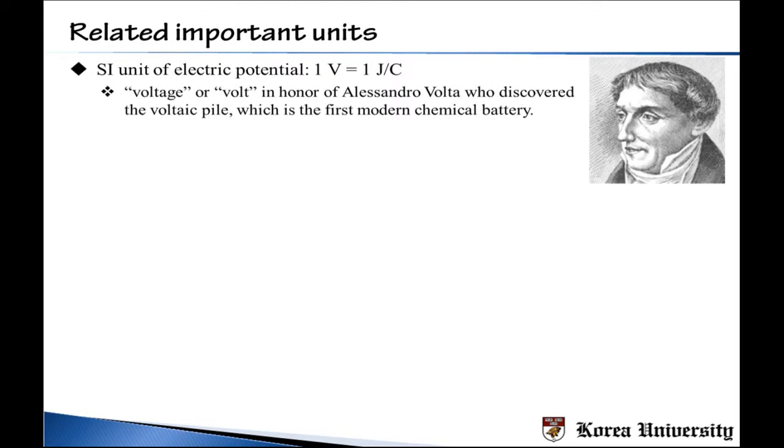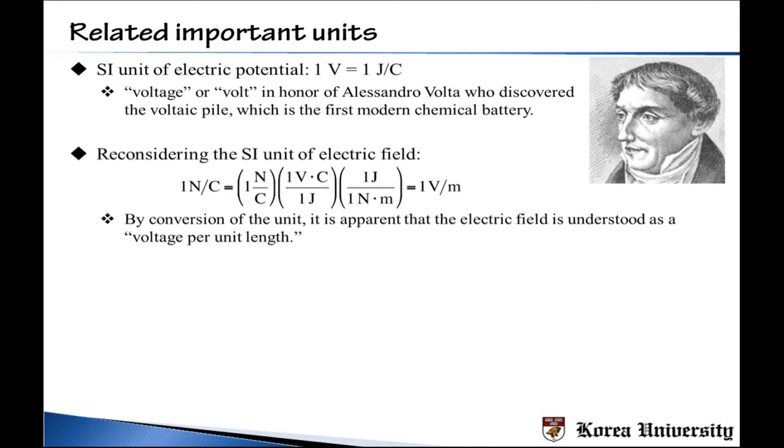I think you are familiar with the word volt, because at home all of us are using electricity of 220 volt, and the finger-like batteries which you can buy from any market are typically 1.5 volt. This name volt comes from the Italian physicist Alessandro Volta, who discovered the voltaic pile, which is the first modern battery.